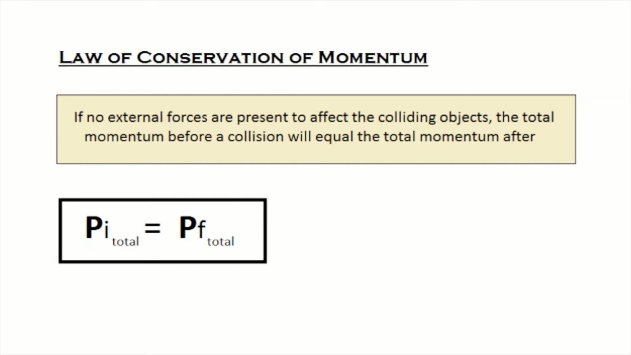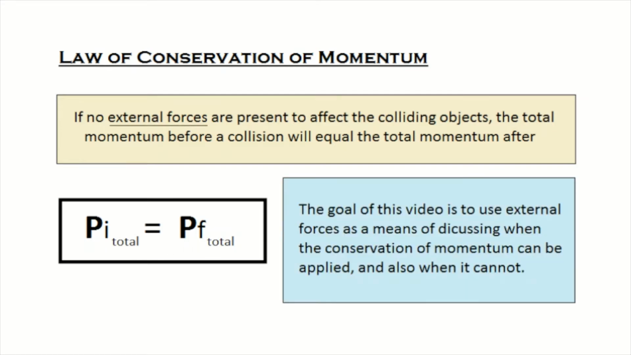In equation form, the law looks like this. Pi represents initial momentum, Pf represents final momentum. I like to think of the equal sign as where the collision occurs, so anything that occurred before the collision would go on the left side, and anything after the collision on the right side. The goal of this video is to use the external force part of the definition as a means of discussing when the conservation should be applied and also when it should not.